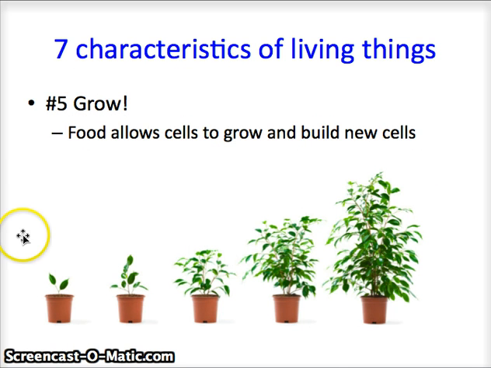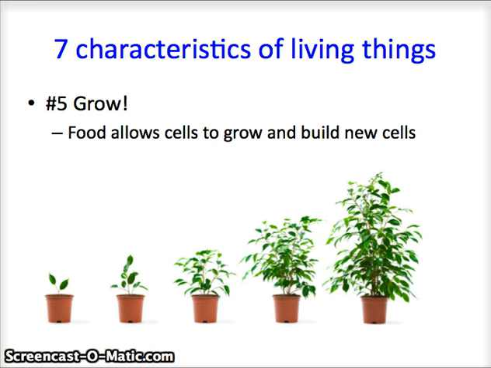So number 5 is growth. All living things, even if they're only one cell, they all grow. So we have bacteria that are only one cell big, but the cell still grows. The cell still produces its proteins. The cell still makes new substances. And obviously then if we have multicellular organisms like humans or plants, it's a lot easier to see that growth. We can see the organism literally get bigger and bigger, as in this picture down here, or as a baby goes from a baby to a toddler to an adolescent, and so on and so forth. All right, so number 5 is growth.